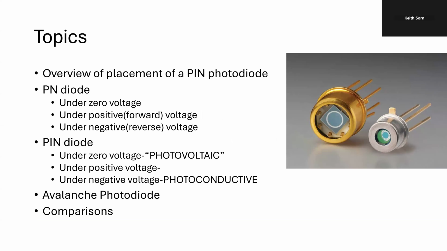All right, the topics we're going to cover are the overall placement of a PIN photodiode in our telecommunication systems. We're going to first talk about PN, positive negative diodes, in three cases: under positive voltage, under negative voltage, and under zero voltage. We're then going to talk about the PIN diode under zero voltage, which is called the photovoltaic mode. It's going to produce electricity. Under positive voltage and under negative or reverse voltage, that's the photoconductive mode, and that's what we use in telecom.